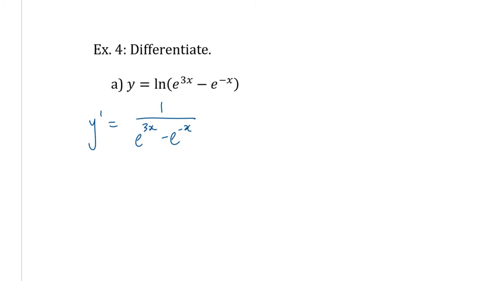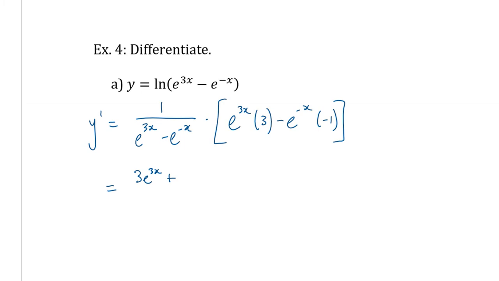So 1 over the argument of the log times the derivative of the argument, which is the derivative of e to the 3x is e to the 3x times 3, or 3e to the 3x, minus e to the negative x times negative 1, the derivative of the exponent. Okay, so I'm going to do two things here. I'm going to simplify this part a little bit, and I'm going to bring it into the top as well. So this is 3e to the 3x plus e to the negative x.